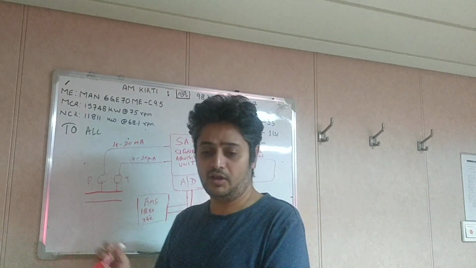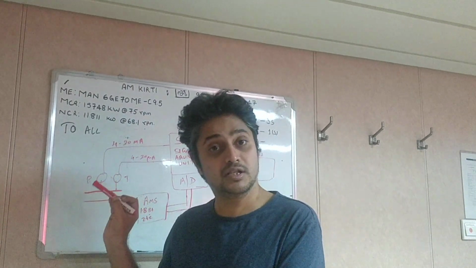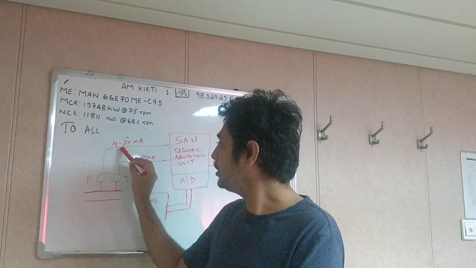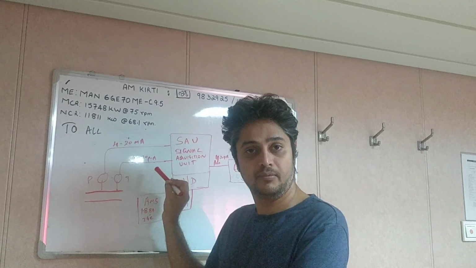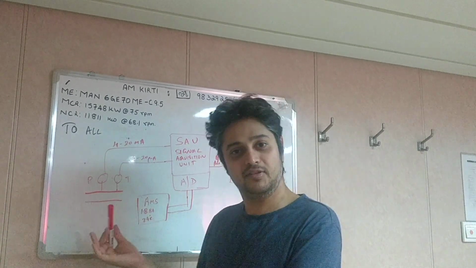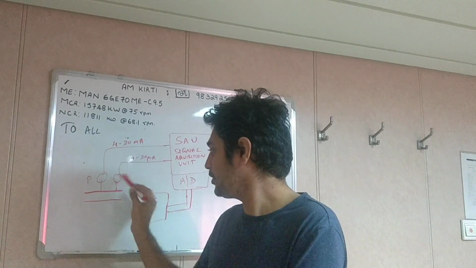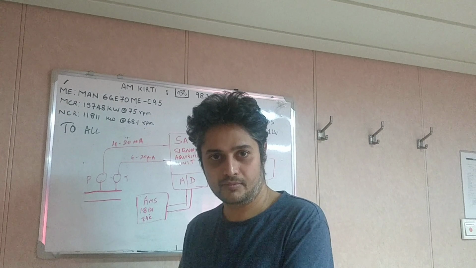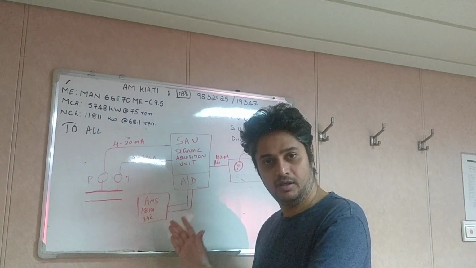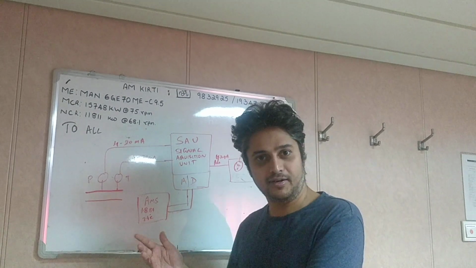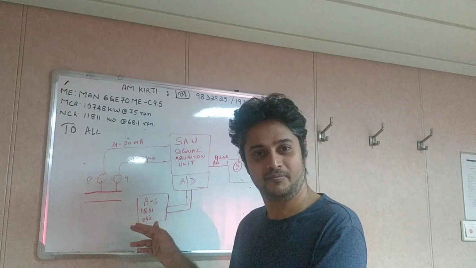The output you can see using a digital multimeter. Using that you can see how many milliamps the sensor is giving. If there is no output, it means the sensor is gone, and you have to replace the sensor. So this is just a simple outline of how the system is working.